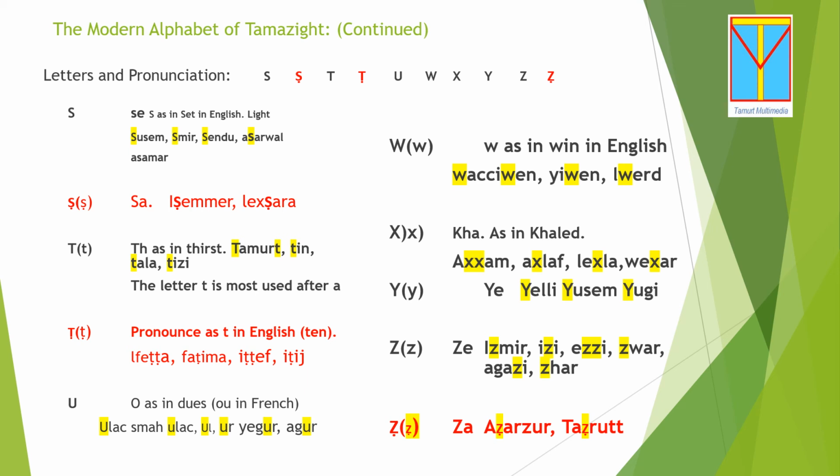The letter Z with a dot is pronounced as za. So we say Azarzor, Tazarutz. In Azarzor, the first Z, the Z with a dot, is za. The other one is just Z. So we say Azarzor.